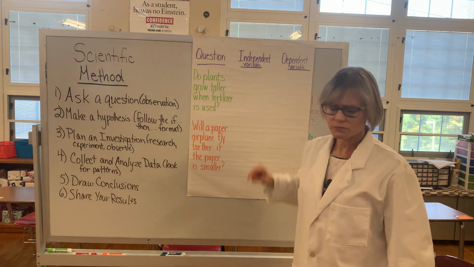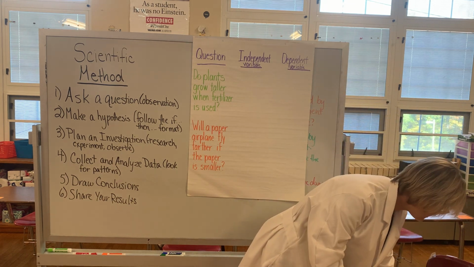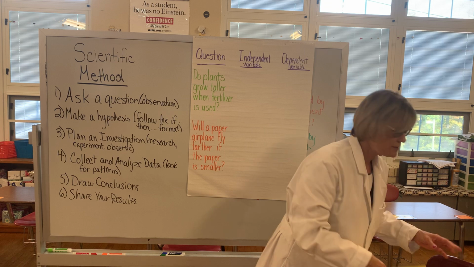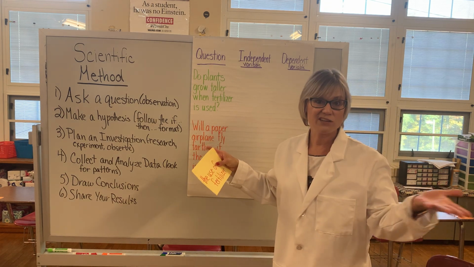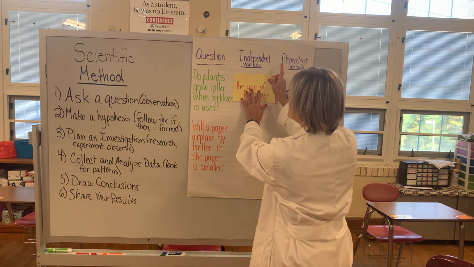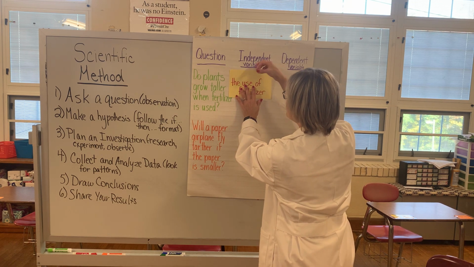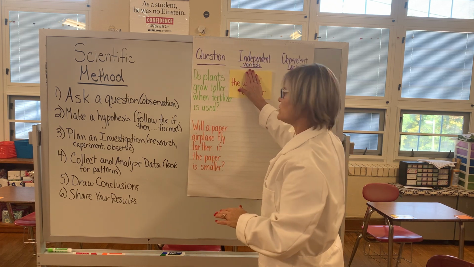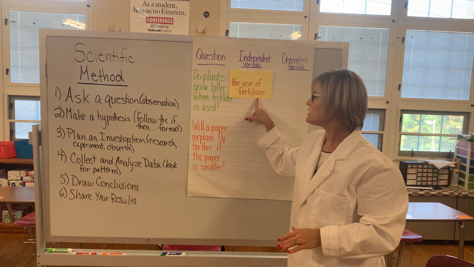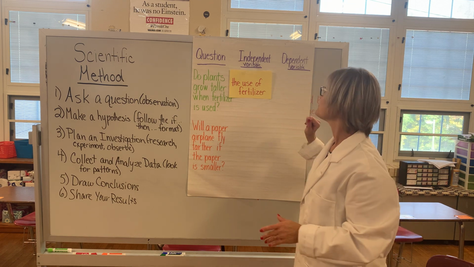So, independent variable. My independent variable will be the use of fertilizer. So either the use or non-use of fertilizer in this case, because we want to see if the plants where fertilizer is applied to the ground grow taller or not, okay?